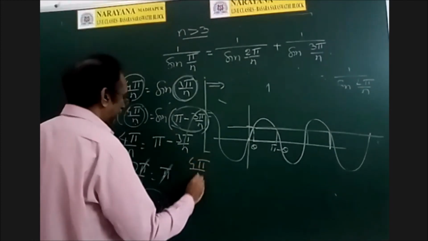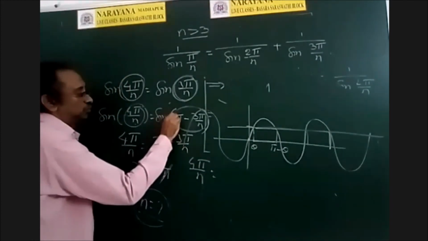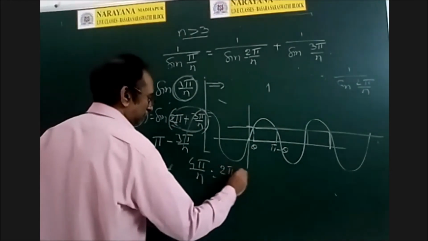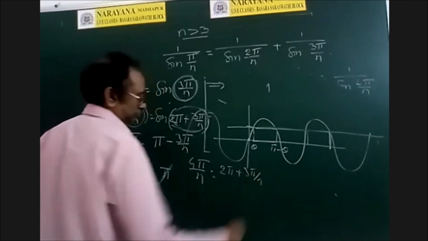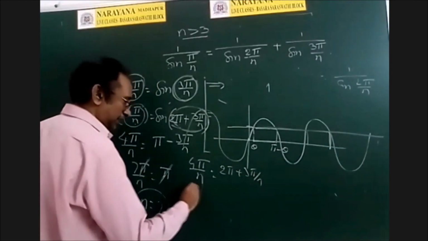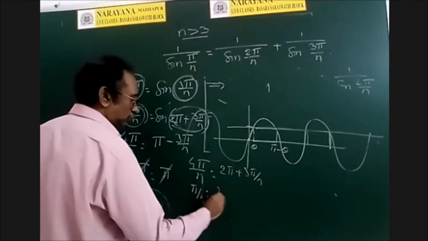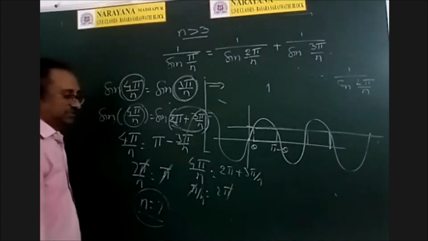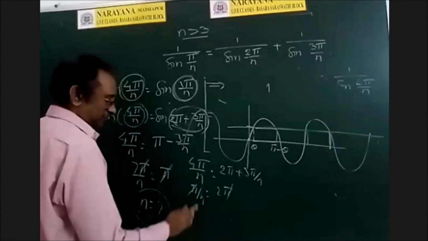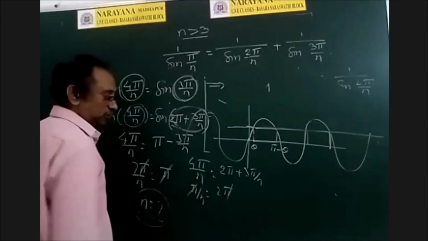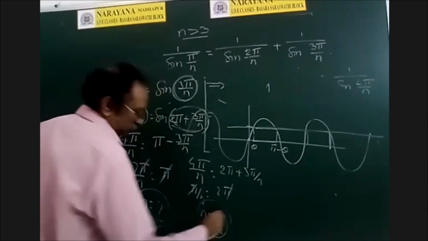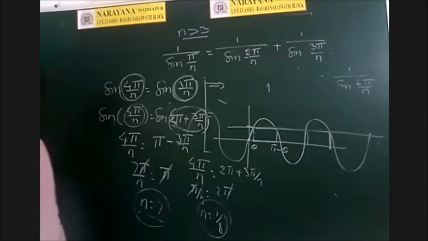But another one is 4 pi by n is equal to 2 pi plus 3 pi by n. That is 2 pi plus 3 pi by n. That is pi by n is equal to 2 pi. So pi cancelled, isn't it? So 4 pi by n minus 3 pi by n, pi by n is equal to 2 pi, and therefore n is equal to 1 by 2. So actually n is equal to 1 by 2 is also an answer.